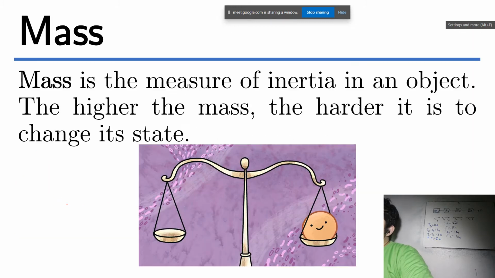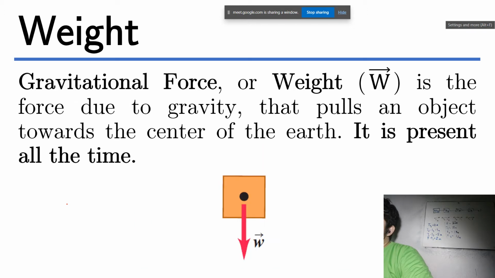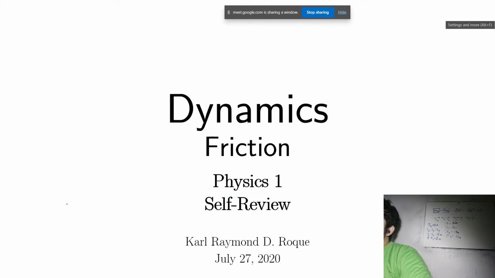Okay, mass and weight. Mass is the measure of inertia in an object. The higher the mass, the harder it is to change its state. And the higher the mass, the more force is needed to cause acceleration. Next is weight, gravitational force. Force due to gravity that pulls an object towards the center of the earth. Present all the time yan. Weight equals mg, always remember that.